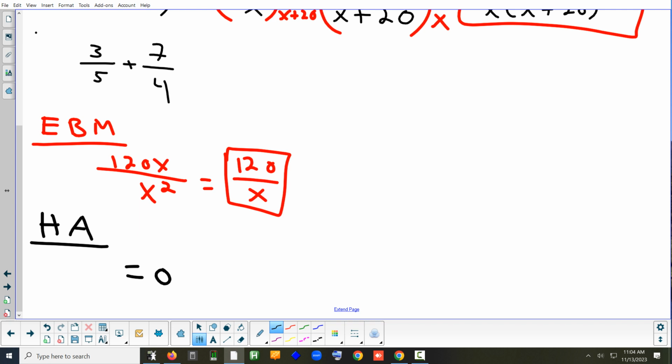When you write a horizontal asymptote, we always use a certain letter for horizontal. Y. So horizontal asymptote is y equals 0.